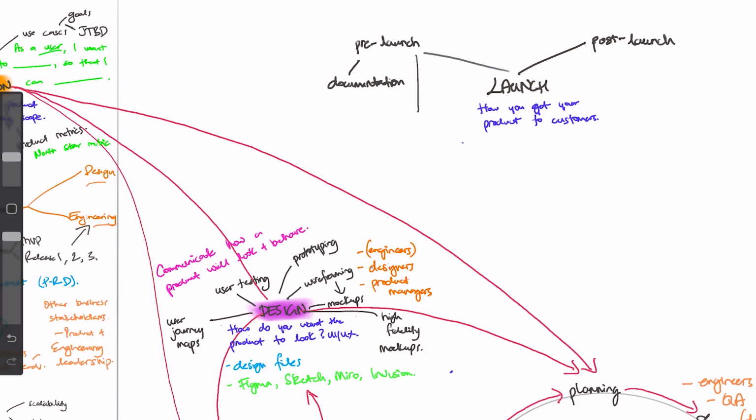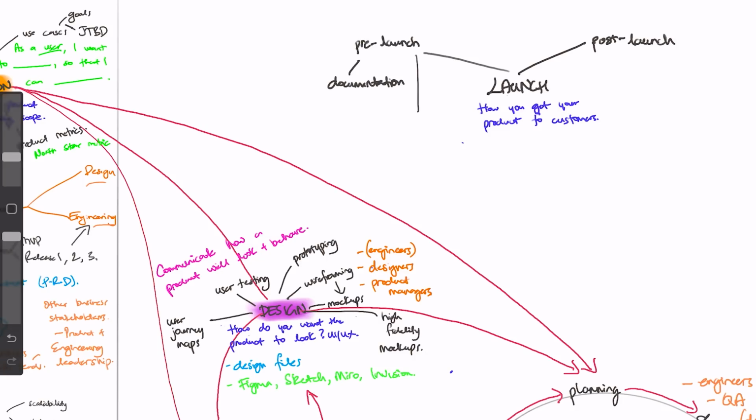So pre-launch activities can include documentation, right? This is the help documentation, the product documentation that customers need in order to actually set up and use the product. Documentation can also be supplemented by things like tutorials, videos, and webinars. You can get really creative here. It's really about finding the right format to educate customers and help them through using your product.